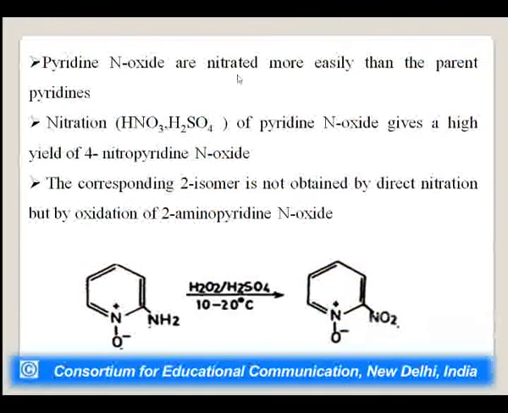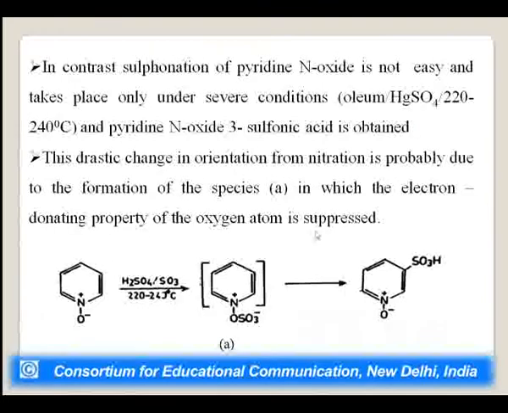Pyridine N-oxides are nitrated more easily than the parent pyridines. Nitration of pyridine N-oxide gives a high yield of 4-nitropyridine N-oxide. You can see the reaction. The corresponding 2-isomer is not obtained by direct nitration but by oxidation of 2-aminopyridine N-oxide.